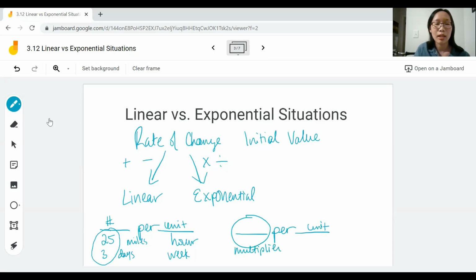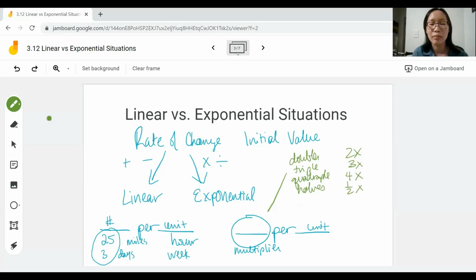And we have some keywords that can help us out here to figure out if this is a multiplier, like double, triple, quadruple, halves. So these are all number multipliers, double meaning 2 times something, triple 3 times something, quadruple 4 times something, half times something. So for example, the zombie population doubles. We also have keywords like percent, like the resale value of your laptop declines by 20% per year. Or we have a factor of, so sales are growing by a factor of 1.7 times per year.